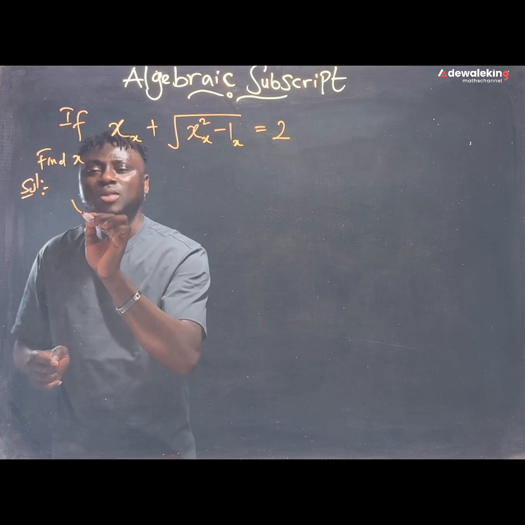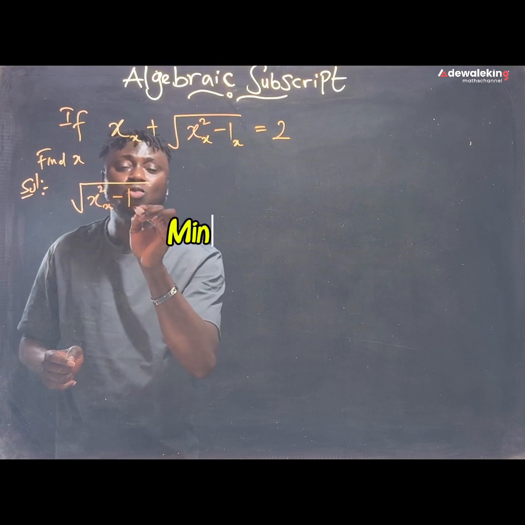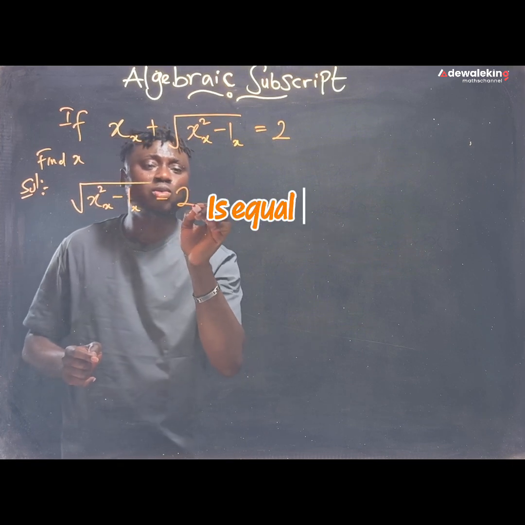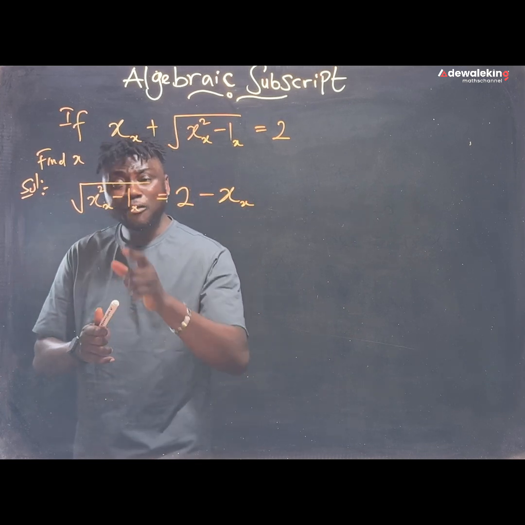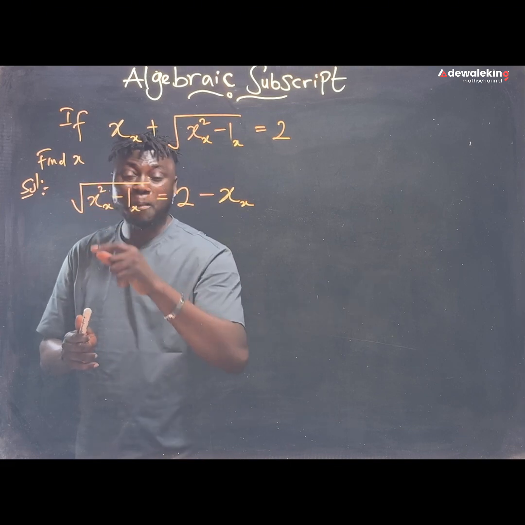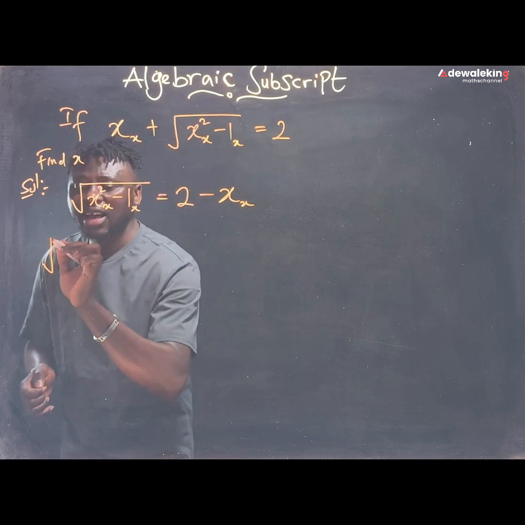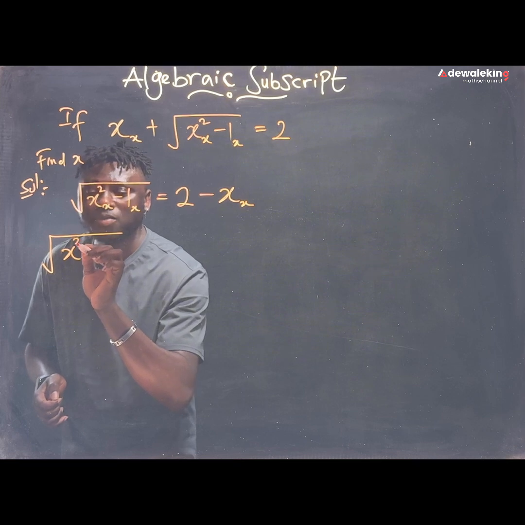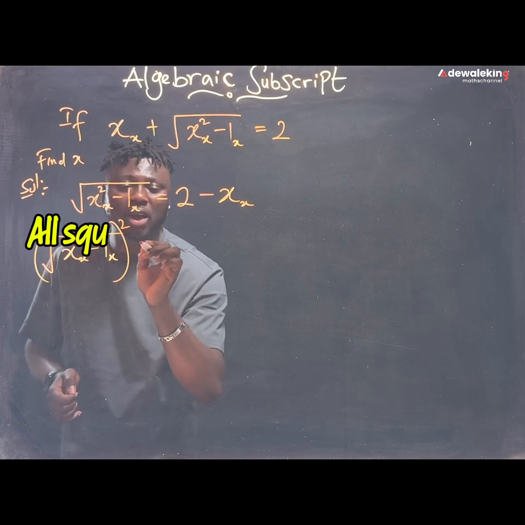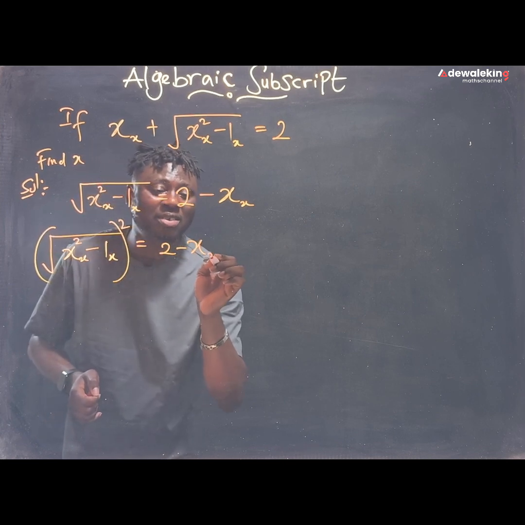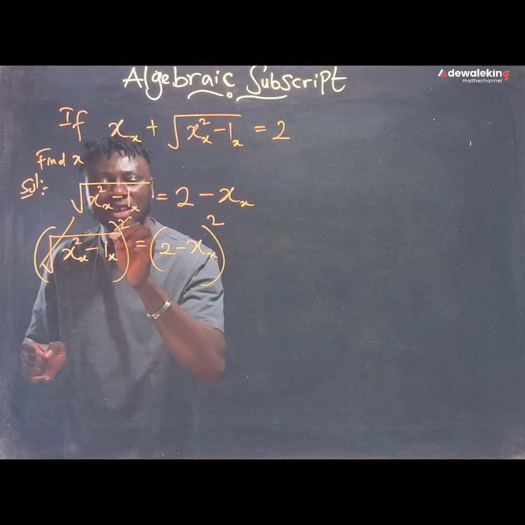So we have the square root of x squared minus 1 minus x is equal to 2 minus x minus x. To start with this, we have to remove the square root here by taking the square of both sides. The expression will be: the square root of x squared minus 1 minus x, whole squared, equal to 2 minus x minus x, all squared, to remove this square root. So this will give us something like this.